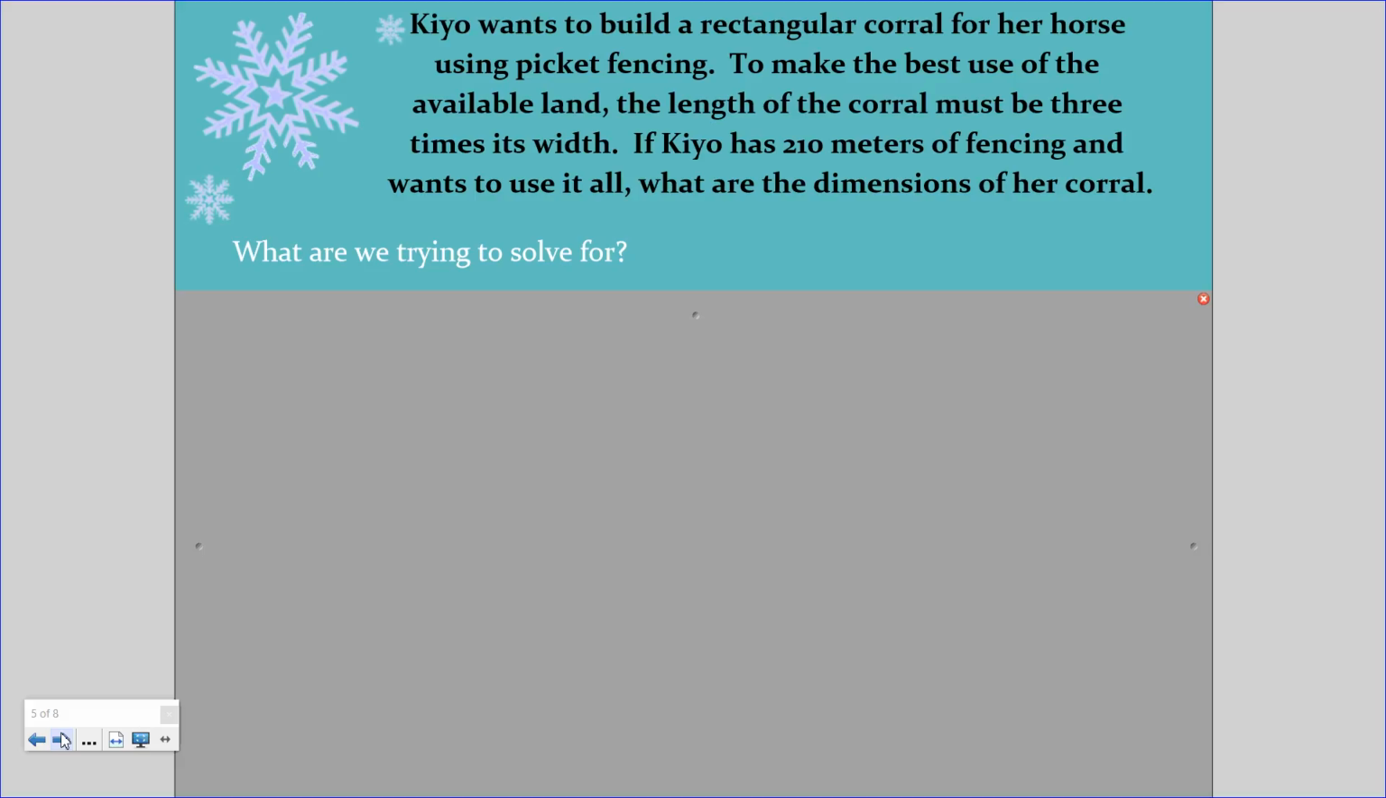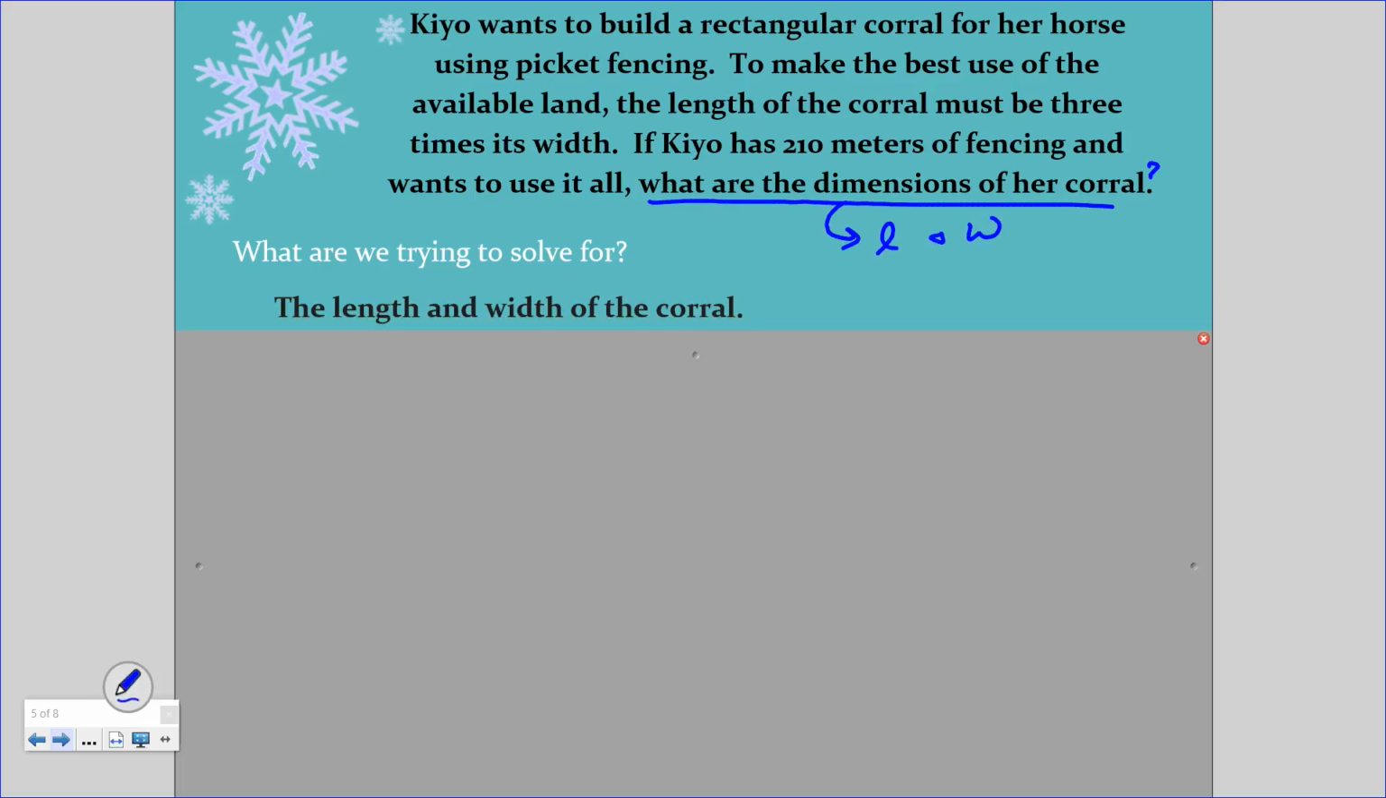All right, so in this word problem, we still need to start out by identifying what we're trying to solve for. And that usually comes from the question at the end. Here it's asking, what are the dimensions of the corral? We should have a question mark. What are the dimensions? So dimensions are length and width.